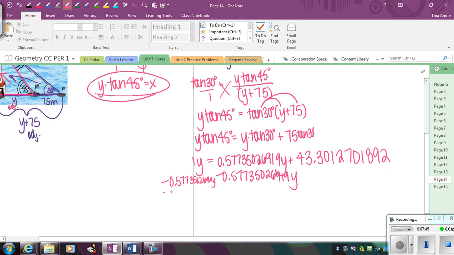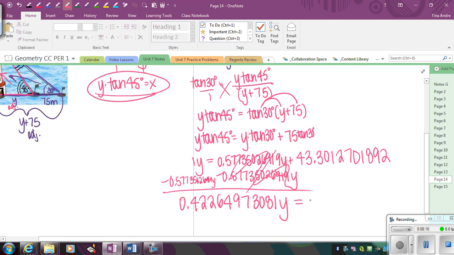So I'm going to subtract y from both sides here, or that 0.577y. So I'm using 1 minus that entire decimal, 0.577. I end up with 0.42264973081. That's y is left with that because this is gone, equals this entire decimal here.